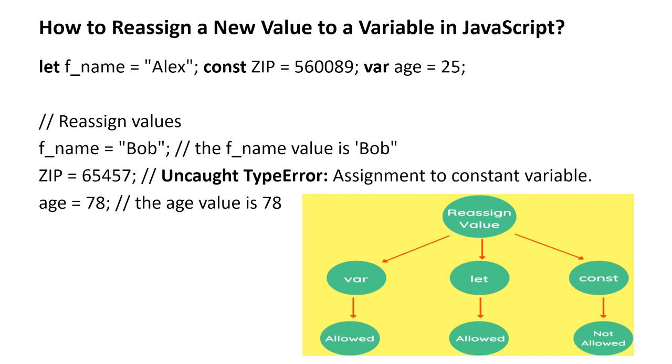So remember this diagram. When we reassign a value with var type, it's allowed. Reassigning a value with let is also allowed, but when we use const, it's not allowed.